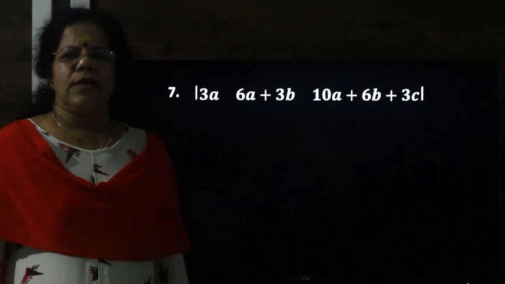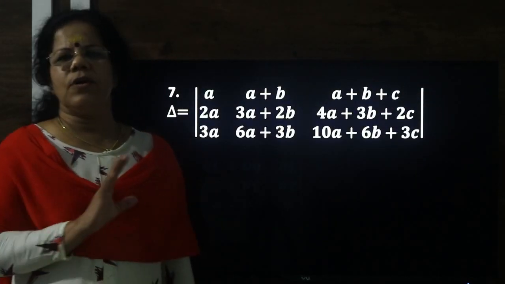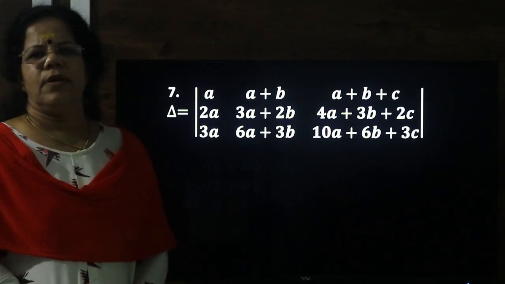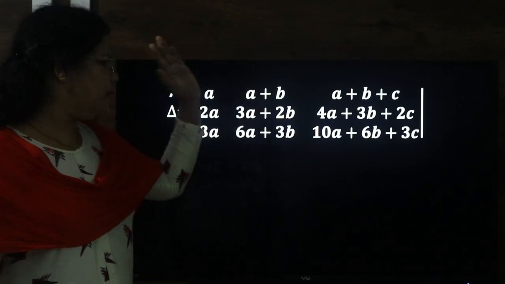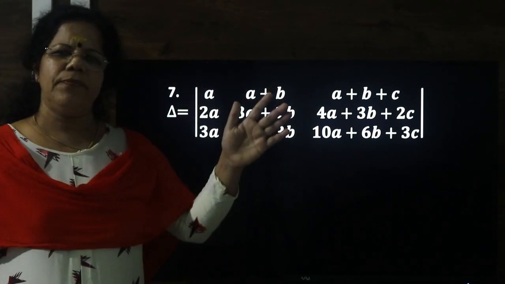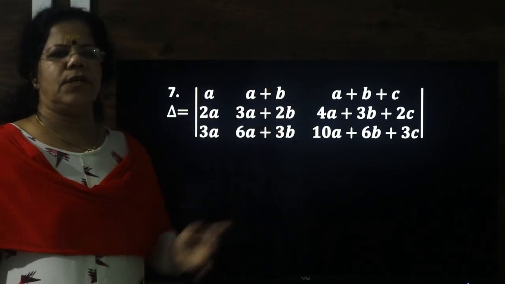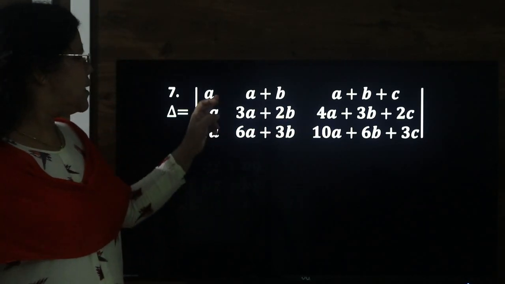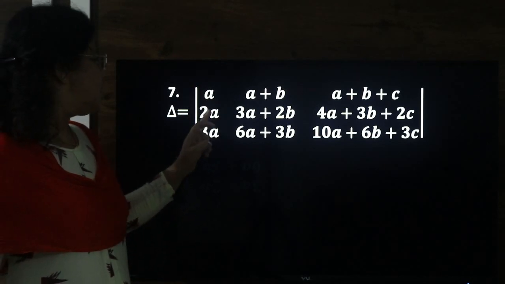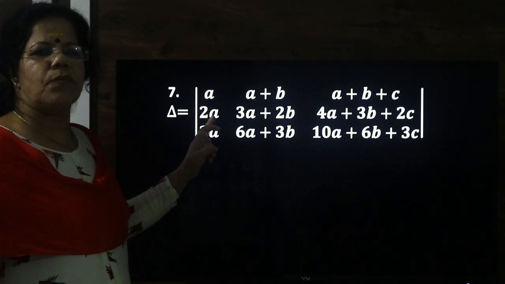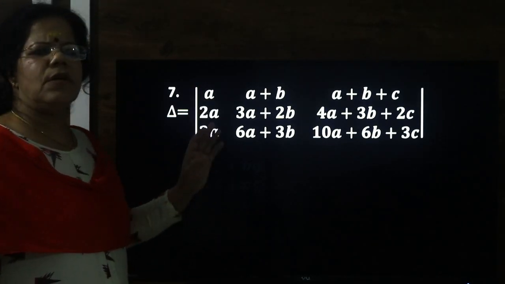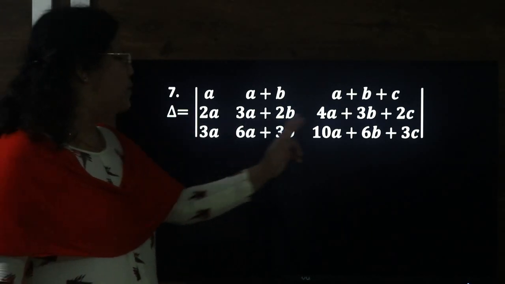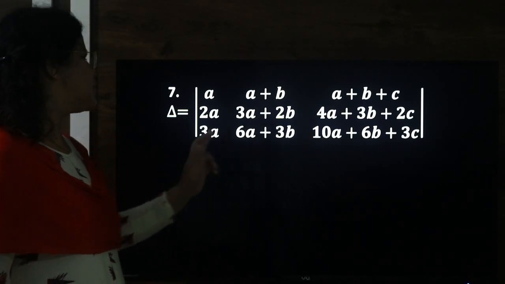It is delta is equal to a long determinant, it is given, you see, a, a plus b, a plus b plus c and all. Many ways you can think. You think your own way. One method I will tell you. Just I will suggest you one method. I concentrate upon this. How to make this 2a to 0. How to make 3a 0. My concentration is only this.